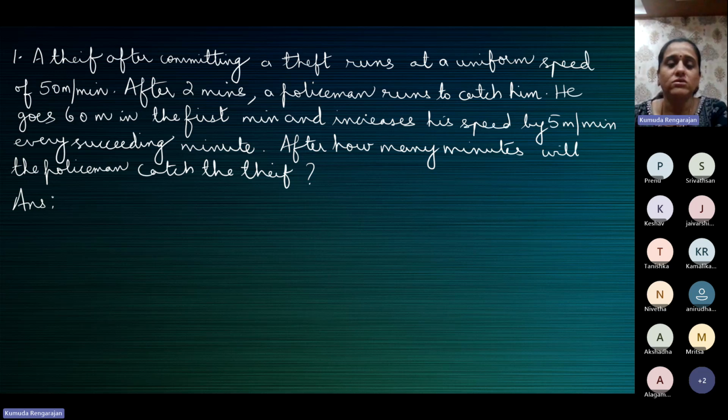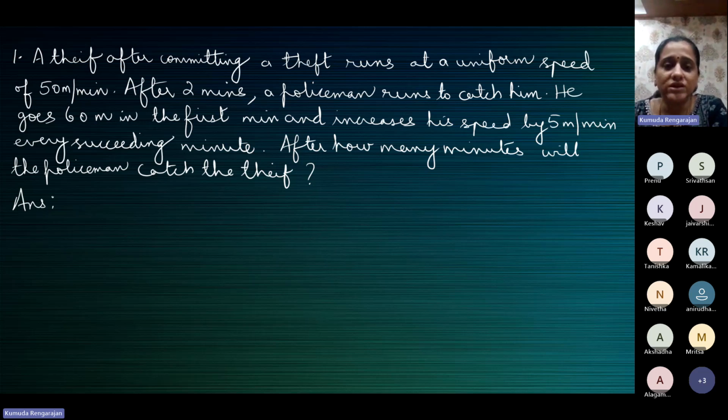Okay. So now, when the policeman catches the thief, the distance covered by the thief will be equal to the distance covered by the policeman. That's why the thief is caught, right? But there's a difference in the time taken. The policeman starts only after 2 minutes.